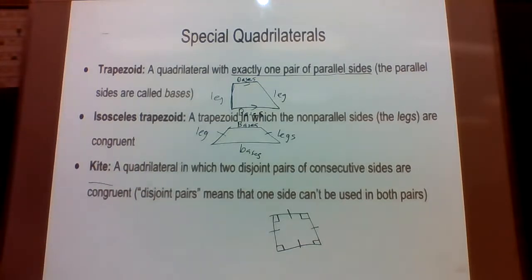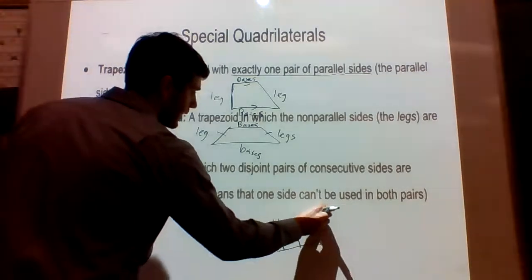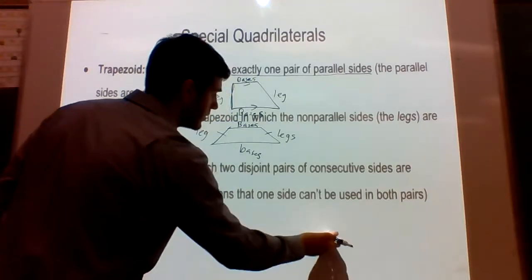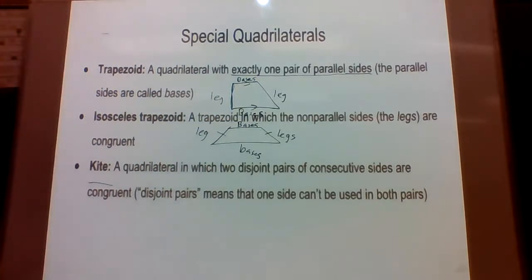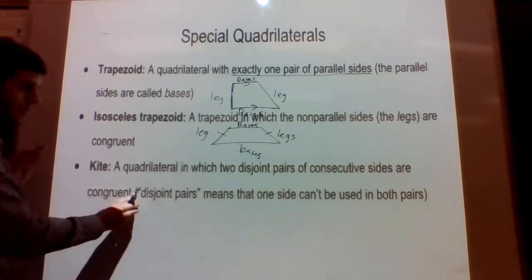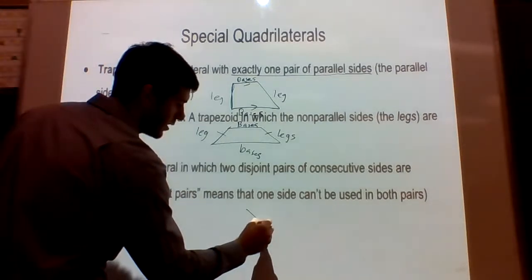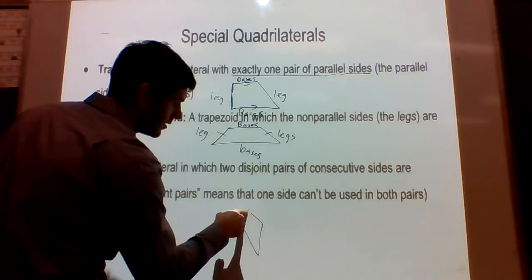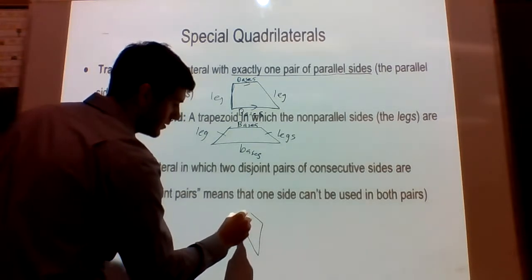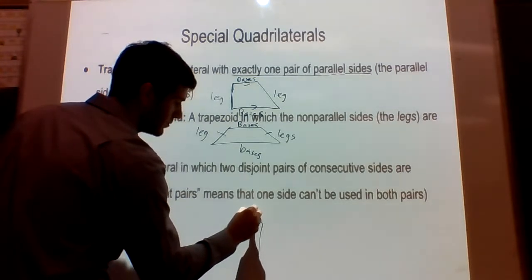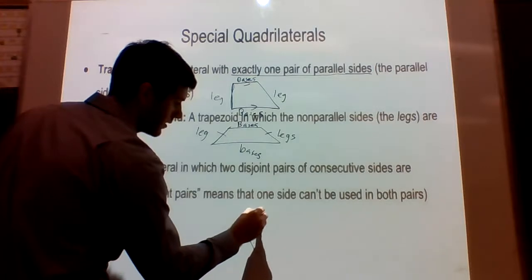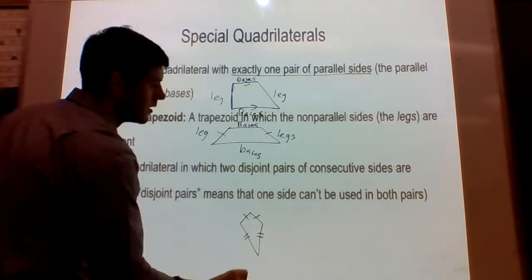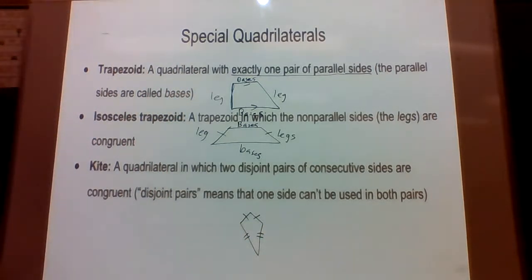A kite is a quadrilateral in which 2 disjoint pairs of consecutive sides are congruent. So we have some vocabulary words in there. Okay, let's start by drawing a kite to the best of my ability, or at least a decent kite to somewhat of an ability. Okay. Right. So this is what defines a kite.